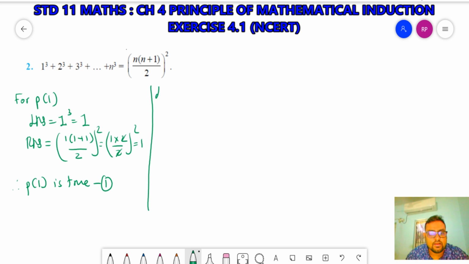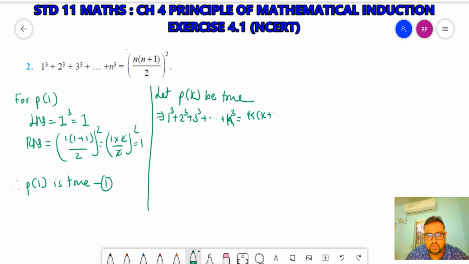Now let P of k be true. So what does that imply? 1 cube plus 2 cube plus 3 cube up to k cube, that will be equal to k into k plus 1 upon 2 whole square. Okay, let's name this as 2.